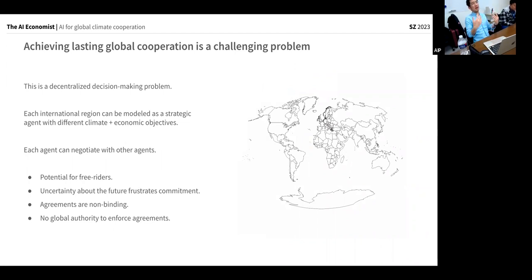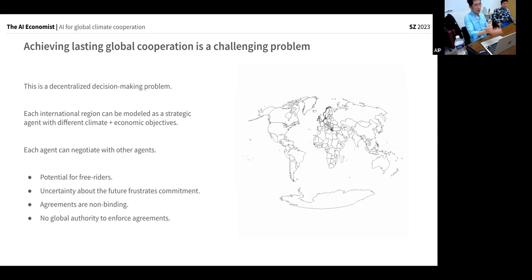Well, from a machine learning perspective, this cooperation problem is very hard because it's in fact a decentralized decision-making problem, meaning that every country here can be seen as an RL agent. They have some climate and economic objectives. And then you can say, well, all these countries can negotiate with each other, but there's no central planner or oversight, like a police agent that's going to enforce actions or enforce agreements. So agreements are non-binding.